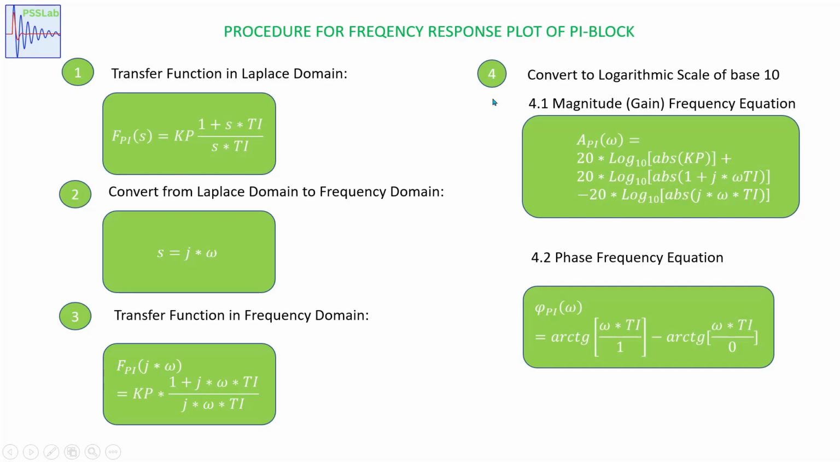Then in step 4, for the purpose of the frequency response plot, we convert the equation in step 3 to logarithmic scale of base 10. The first plot shows the magnitude, which can also be interpreted as the gain or amplitude ratio, while the second plot shows the phase angle phi. It is convenient to work on a logarithmic scale because multiplication and division of transfer function magnitudes can be represented as addition and subtraction in logarithmic form.